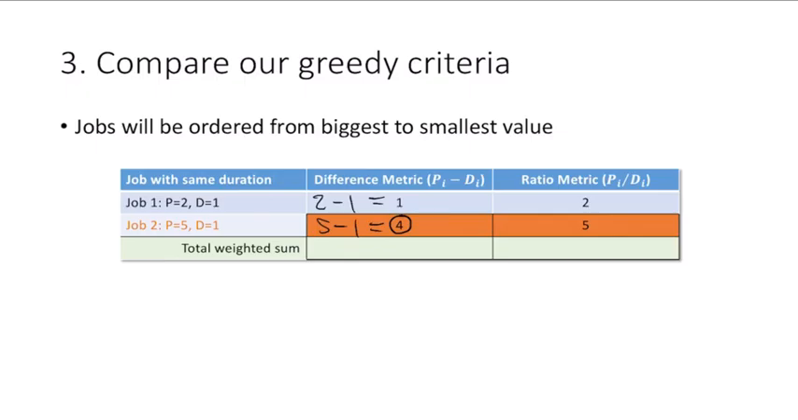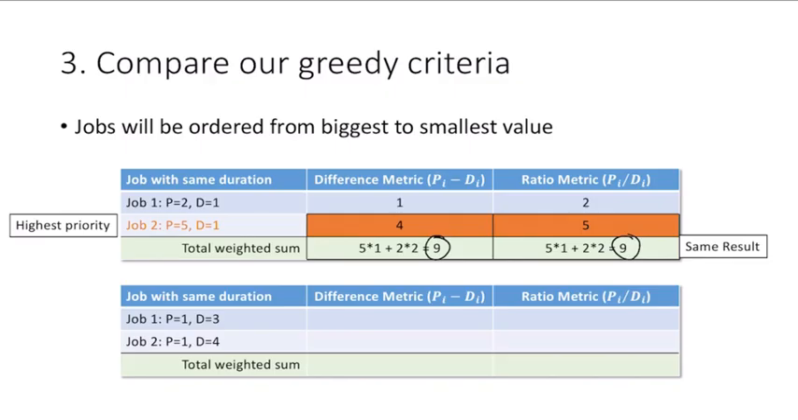And then same for the ratio. If we take 2 over 1, we're going to get 2. If we take 5 over 1, we're going to get 5. And so far, they both picked out the correct highest priority job, and they're going to give us a total weighted sum of completion times of 9 for both schedules. So maybe they're the same. Maybe these metrics happen to be the same.